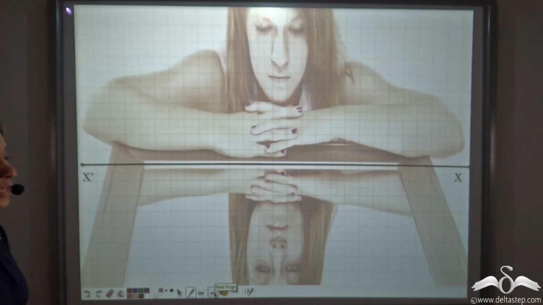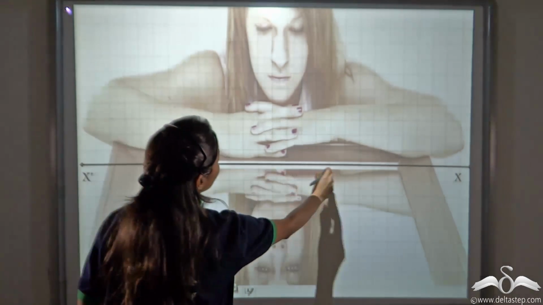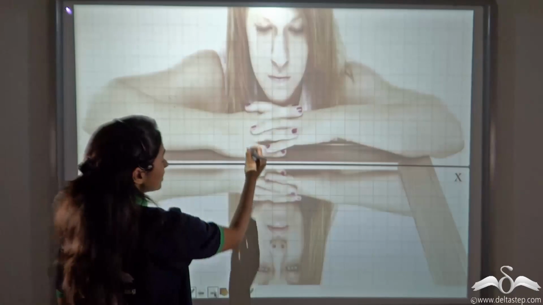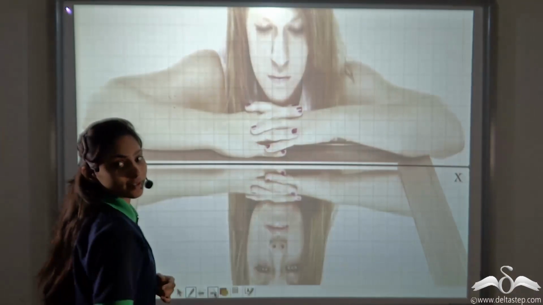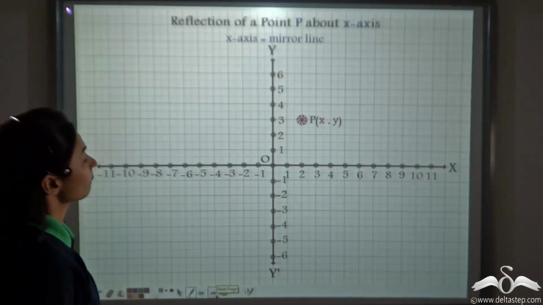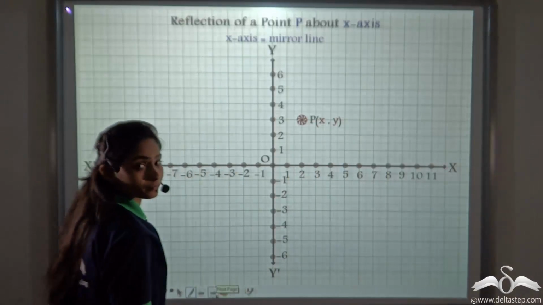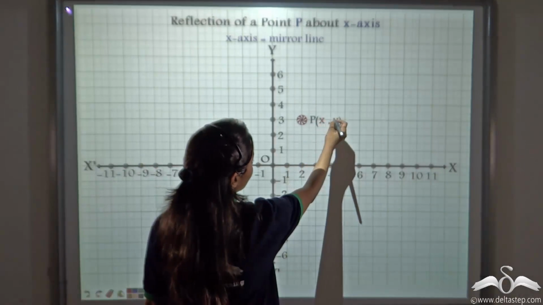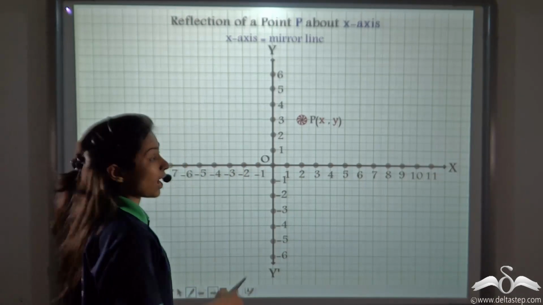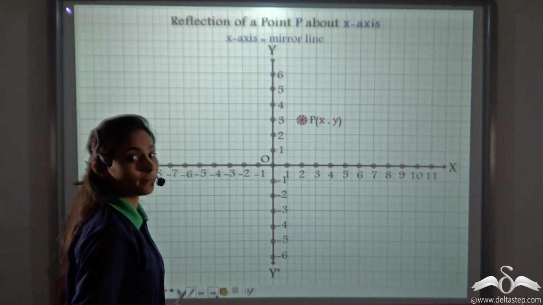Now you can see, as we had put this image, that this X line is acting perfectly as a mirror line for this person, so that she can see her image beyond the X-axis. Now let's try reflecting a point on the X-axis. We have placed a candy, say on the point P. We do not know the X coordinate and the Y coordinate of point P. Tell me the X and the Y coordinates of the point P.